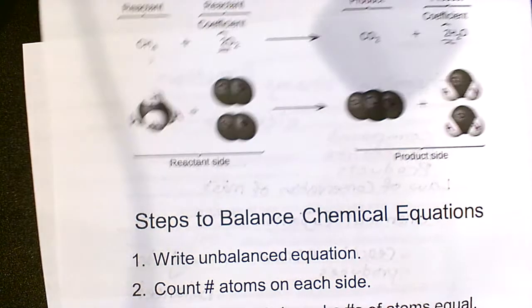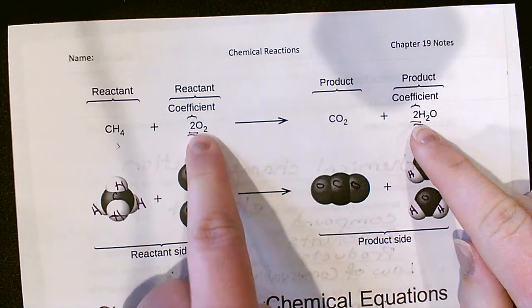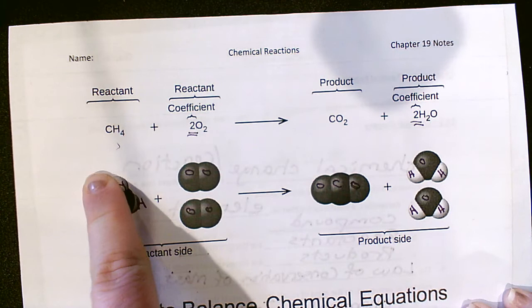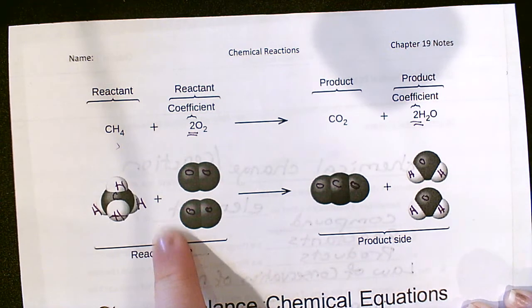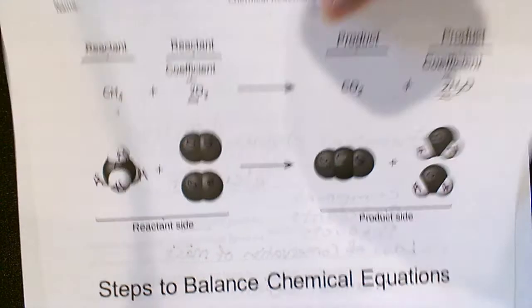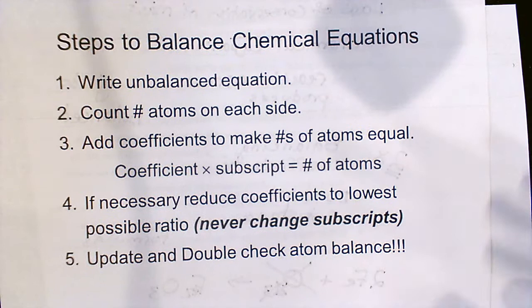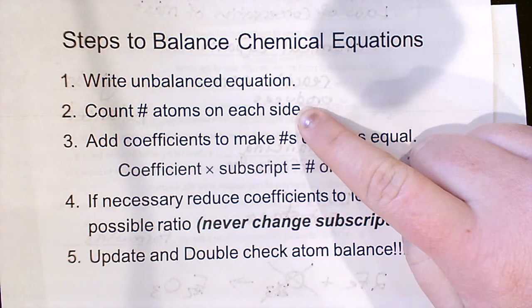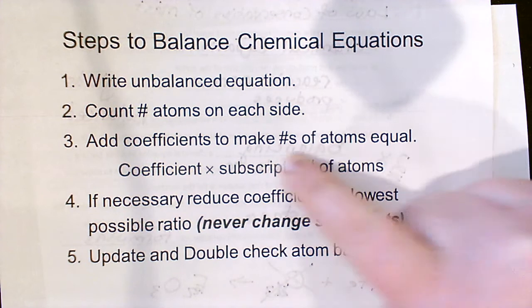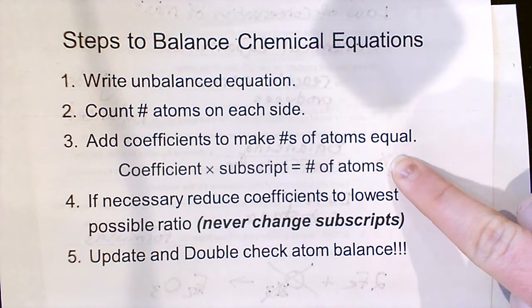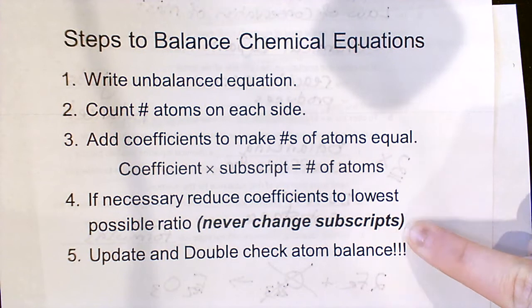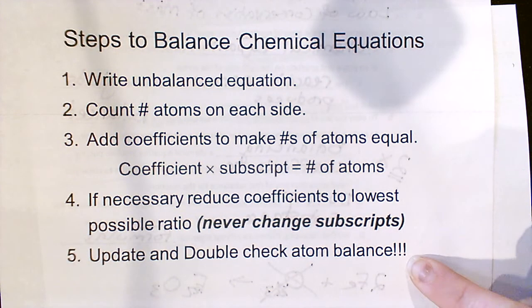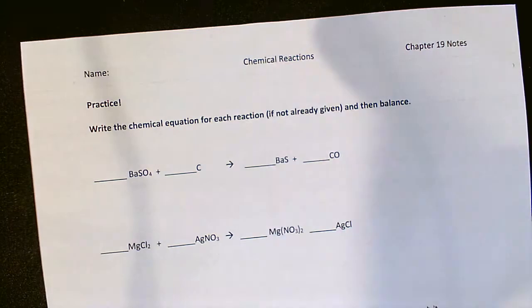So again, we need those coefficients to make sure it doesn't seem like we magically have more or fewer elements as the reaction happens. So here are the steps in my instructions. Write it unbalanced. Get a count of how many atoms you have on each side. This is going to be one of those things that gets easier and easier with practice. Again, for emphasis, never change subscripts. That's changing the substance. We can't do that. And then update and double check.